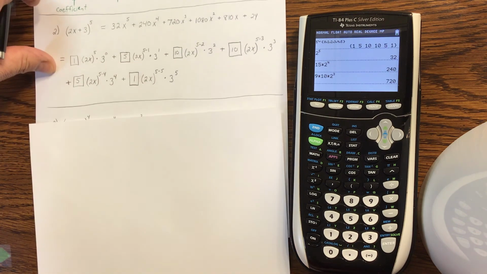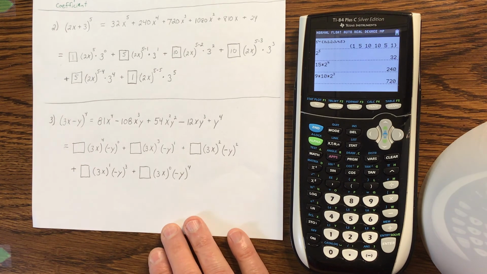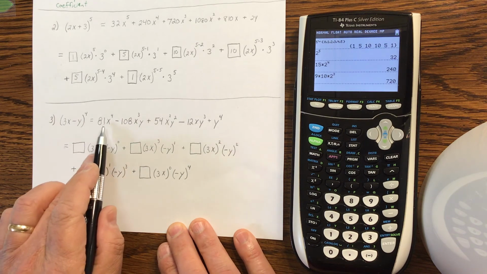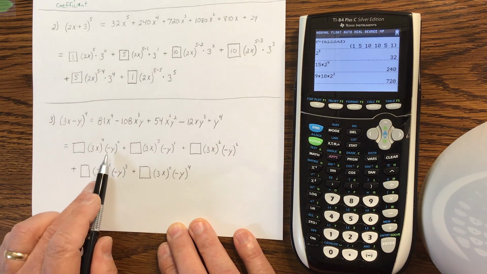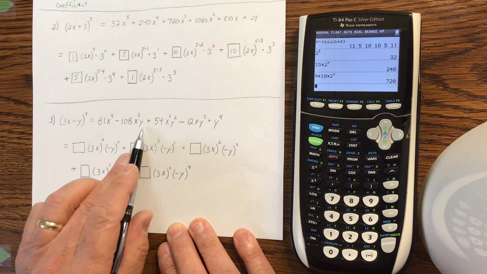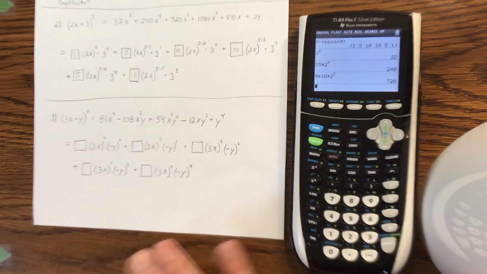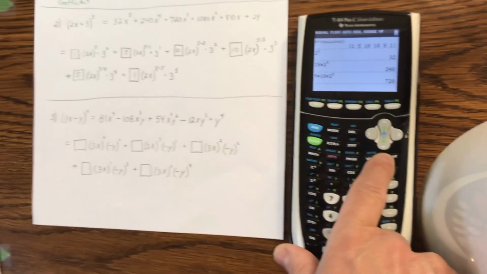All right, now number 3 is 3x minus y to the fourth. Again, I'm not going to work this one out because by now you should be able to find your coefficients and be able to do your order of operations, and you'll be able to see what this is. Okay, so again, I'll let you guys work that one out. Again, based upon my notes, I did this earlier. So again, let's just go back and redo this one.